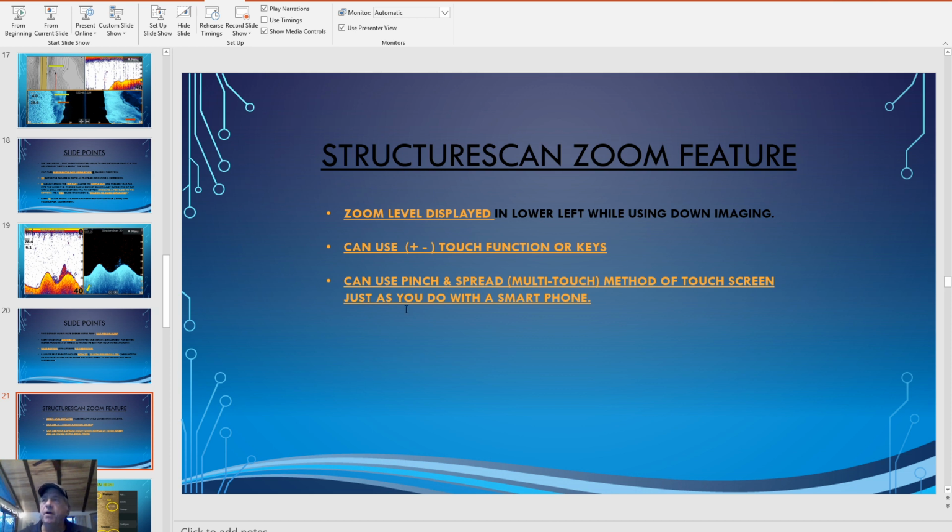All right. Zoom. On some of our units, you can use the multi-touch feature like you do on your cell phone. On others, that feature is not available, but the zoom buttons certainly are. So it's a good idea when you see targets out there on the water that you utilize that zoom feature to make your decision that much clearer as to what that target is or that sonar return is.